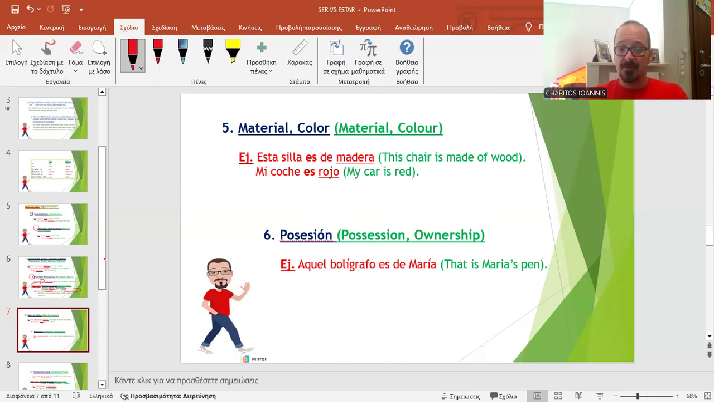Posesión, possession, ownership. What is mine? It's considered to be permanent. Aquel bolígrafo es de María. That is Maria's pen.